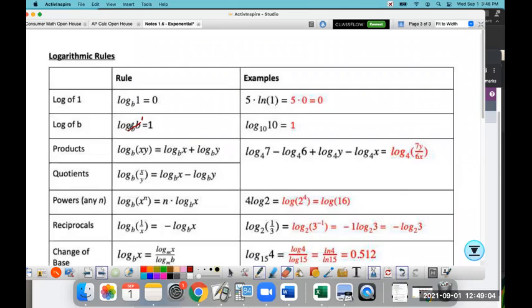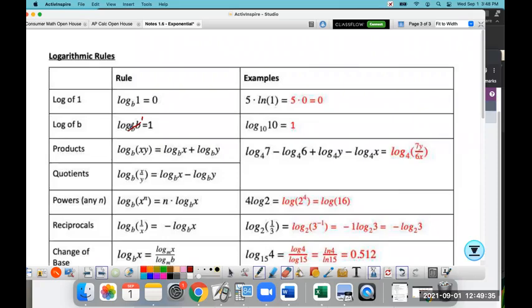Products. If you have multiplication going on inside of your log, you can take those factors that are being multiplied in the log and separate them into their own logs with addition in between. And then if you have division inside of your log, anything that's in that denominator, you can put inside of its own log with a subtraction in front of it. And that's actually playing off of the next rule that I'm going to go over, but let's just look at these examples really quick.